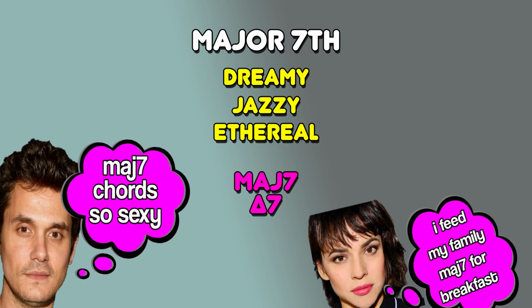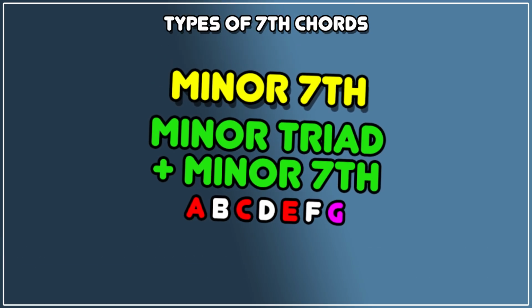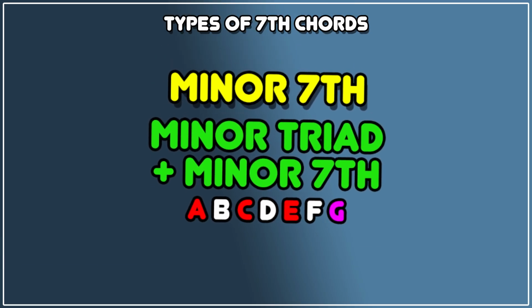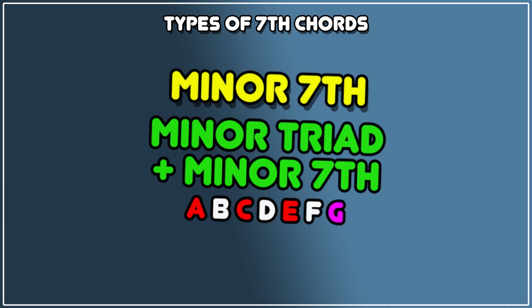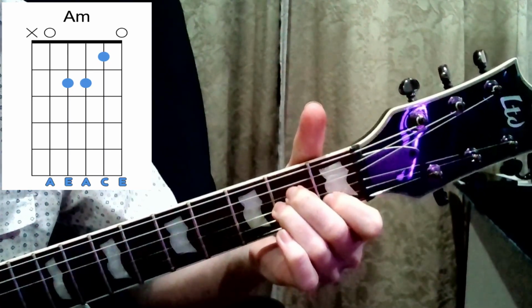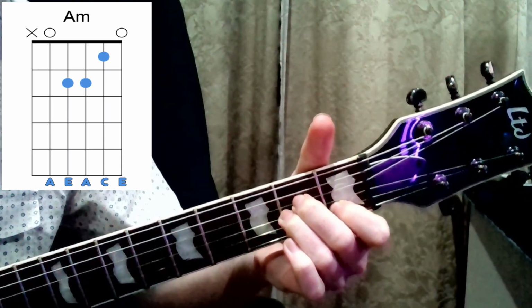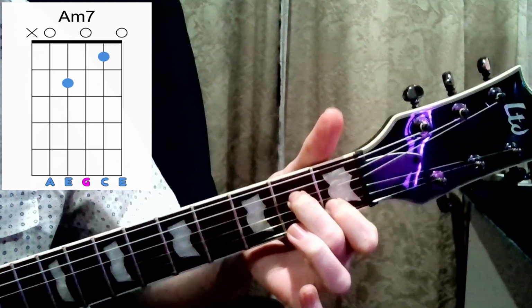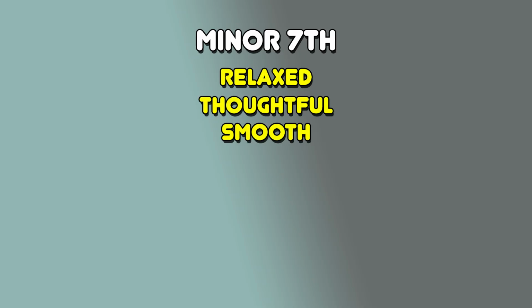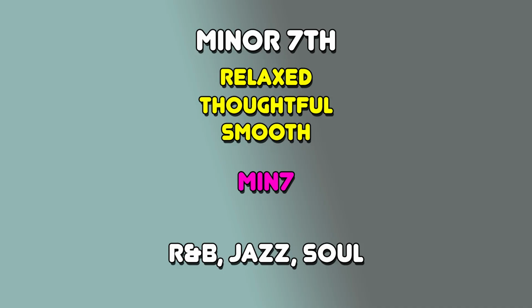Norah Jones. Then we have the minor 7th, and this is made with a minor chord plus a minor 7th note. Minor 7ths tend to sound more relaxed, thoughtful, and smooth, and are notated with min 7. These work great in R&B, jazz, and soul.